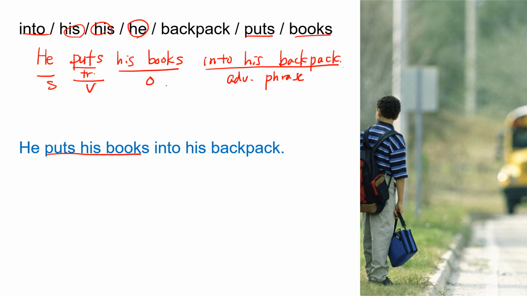Put his books. So when H has a word in front of it, it becomes silent. So it is like put cheese. Put his books. He put his books into his backpack. One more time. He put his books into his backpack. So if you read this fast, it sounds like this. He put his books into his backpack.